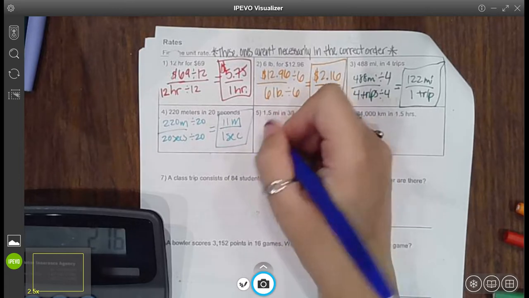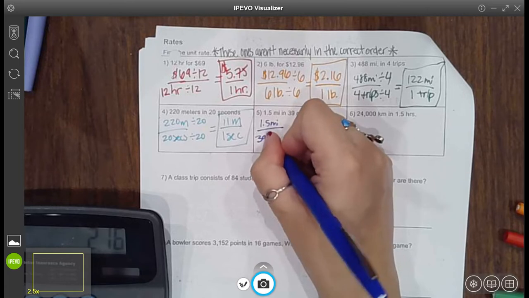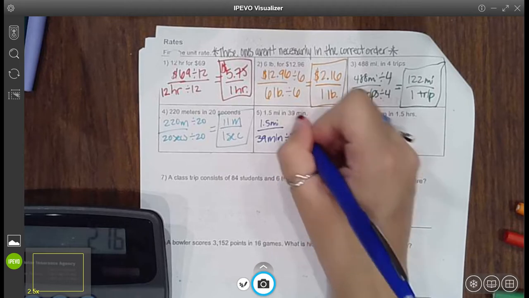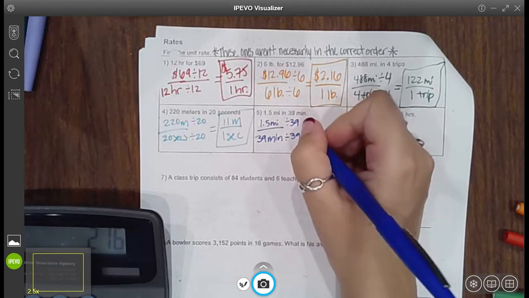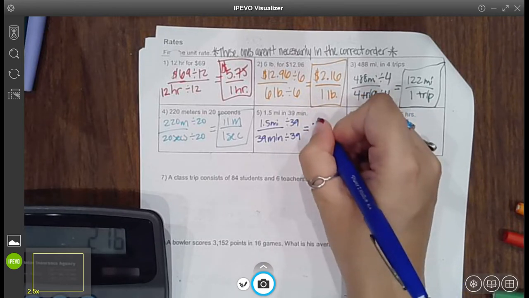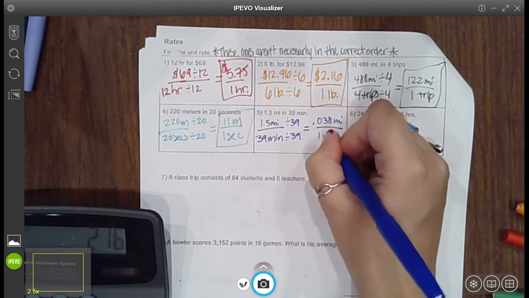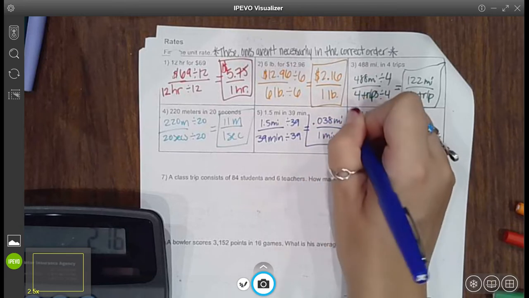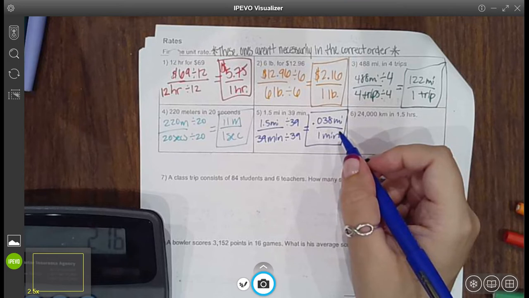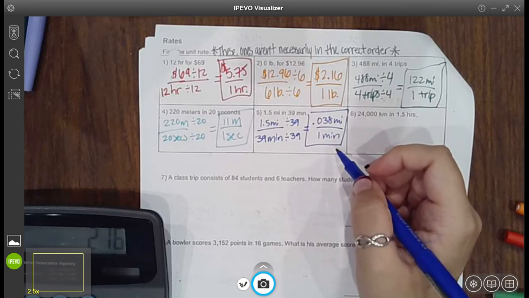Okay, miles per minute, we already established that distance goes on top usually, and time goes on the bottom. So we want to know how many miles did they go per minute. So let's go ahead and divide by 39. And 1.5 divided by 39 is 0.038 miles. And 39 divided by 39 is 1. Okay, and that makes sense because there's no way you can run a full mile in 1 minute, right? So you're going to run a fractional amount of a mile in a minute.